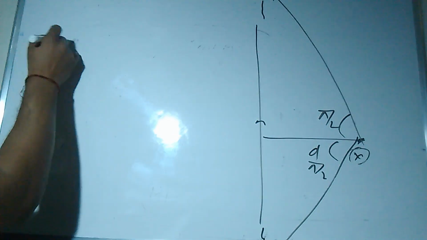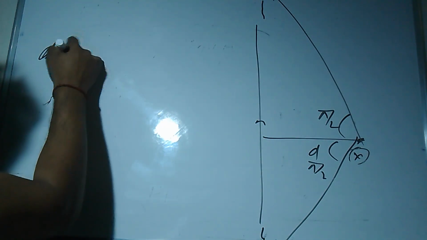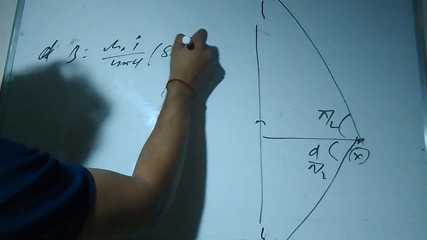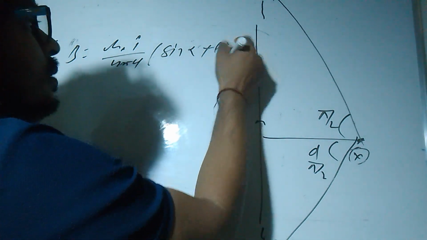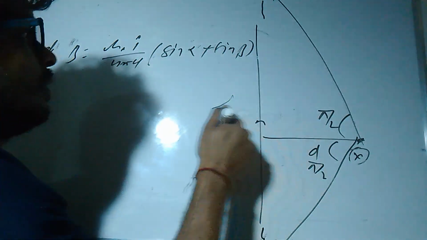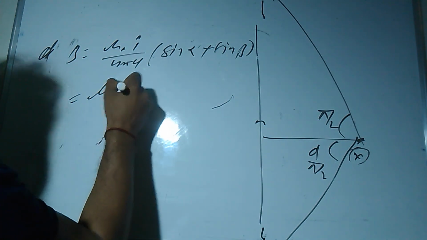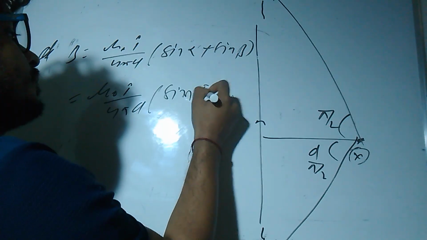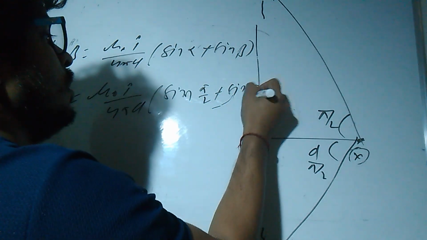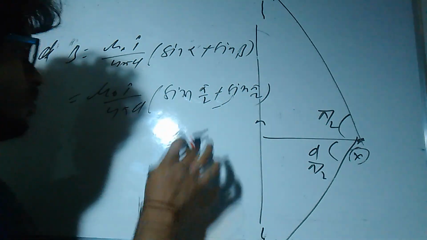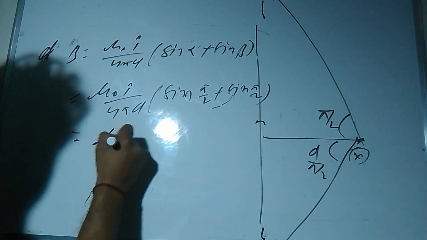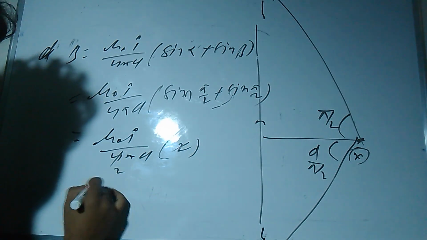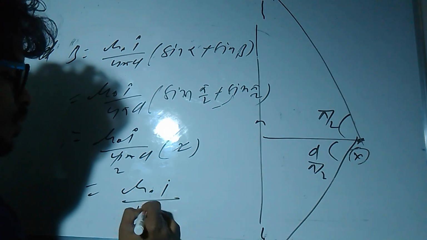So I write it like this: mu naught I divided by 4 pi d, times sin alpha plus sin beta. In place of alpha and beta, put pi by 2 and pi by 2. This is mu naught I divided by 4 pi d, times sin pi by 2 plus sin pi by 2. What is sin pi by 2? It is 1. So 1 plus 1 is 2, which cancels out. So the final relation is mu naught I by 2 pi d.